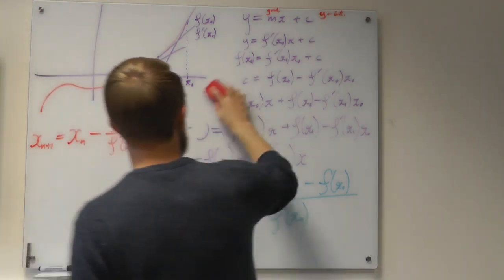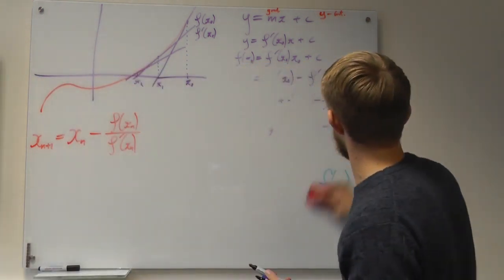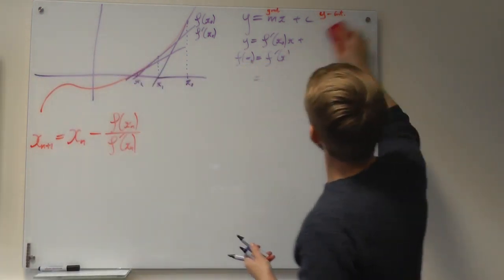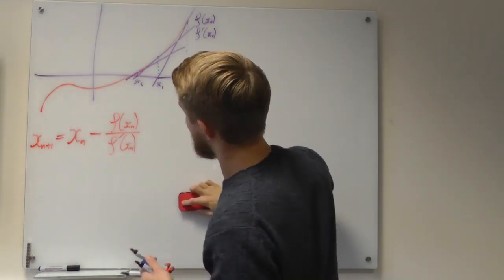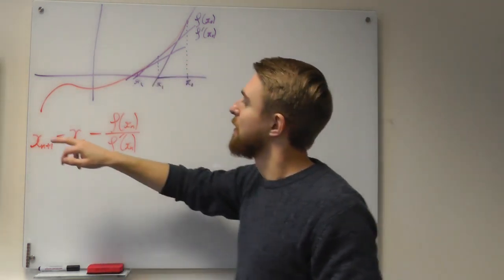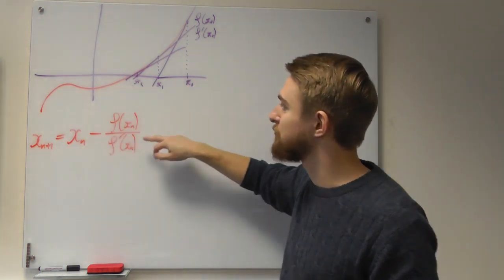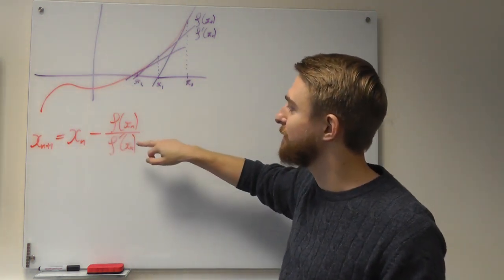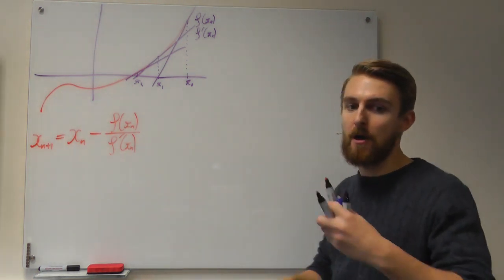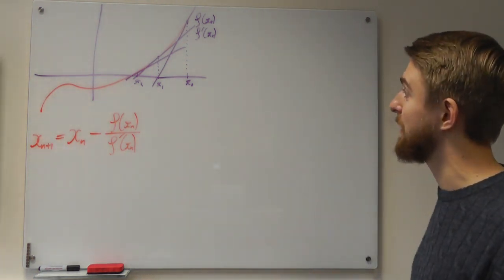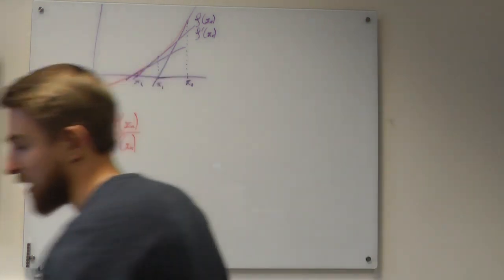Okay? And we can now get rid of this bit. So that is the general Newton-Raphson formula. Okay? The next approximation is the current approximation minus this ratio of the value of the function and the function's gradient at that point. And what we're going to do now is just run through a quick numerical example.